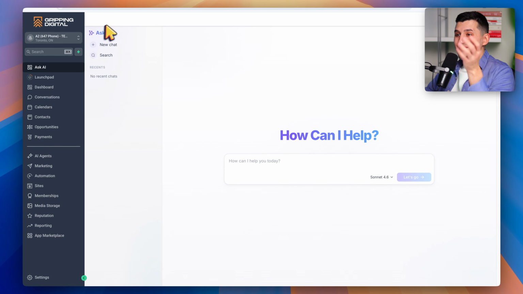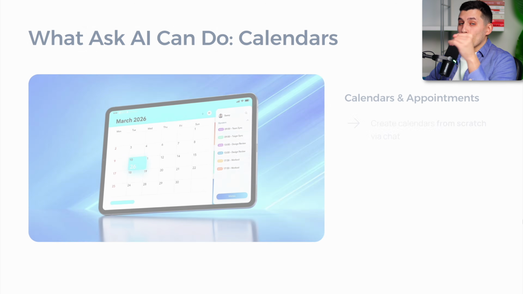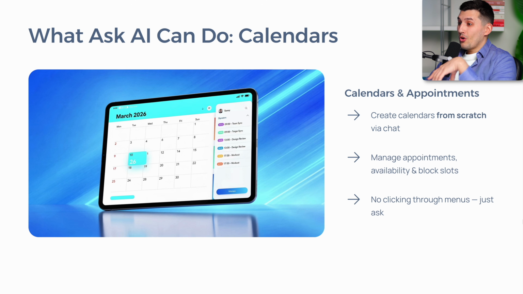Now let's go through everything Ask AI can do, and I'm going to give you a real prompt for every single category so you can steal them. So the first one is calendars. Not only does it know the difference between all calendars and can give you advice based on your niche and your client's business, but it can also create calendars.